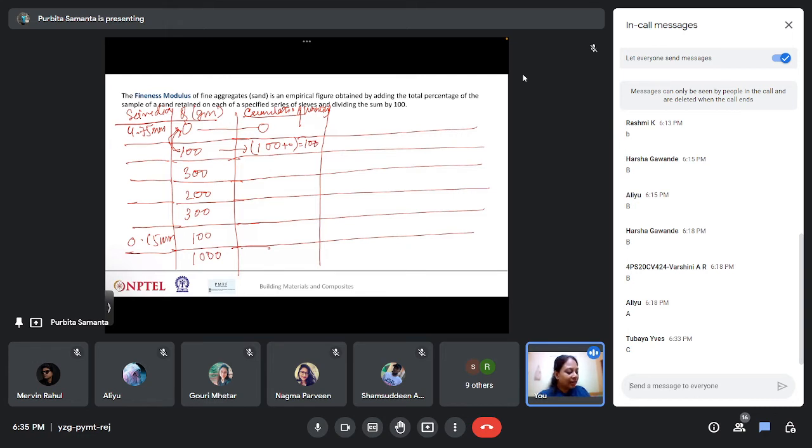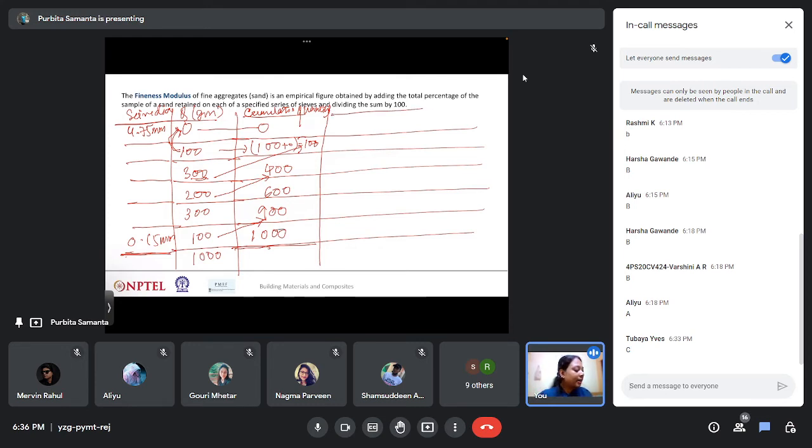Now we will add 100 with this one. So 100 plus 300 will give you 400. Then 400 plus 200 will give you 600. 600 plus 300 will give you 900. And obviously for the last column, for the 0.15 mm, it's the remaining one. So what will be the remaining quantity? It will be obviously 1000. So 900 plus 100, once again it's 1000 only.